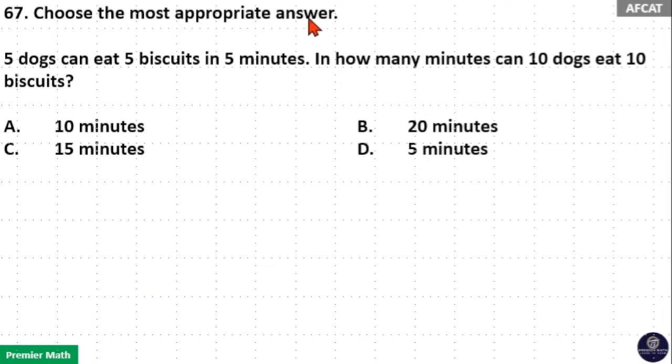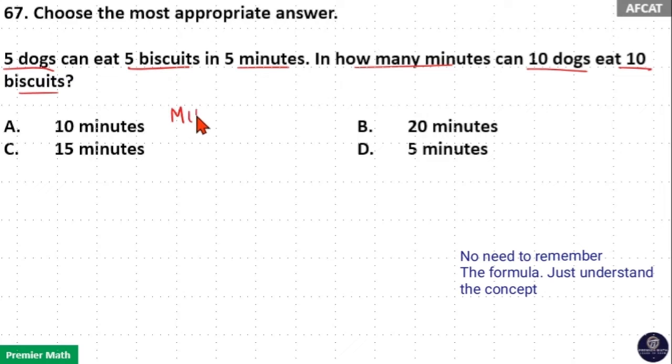Choose the most appropriate answer. 5 dogs can eat 5 biscuits in 5 minutes. In how many minutes can 10 dogs eat 10 biscuits? Here, use the formula M1D1 by W1 is equal to M2D2 divided by W2. Here, M1 is number of persons, D1 is number of days or time, W1 is work rate. So here, 5 dogs can eat 5 biscuits. Here 5 biscuits is the work rate in 5 minutes.